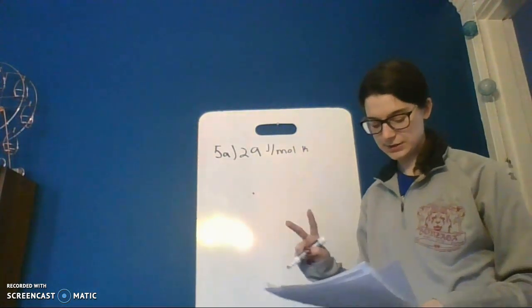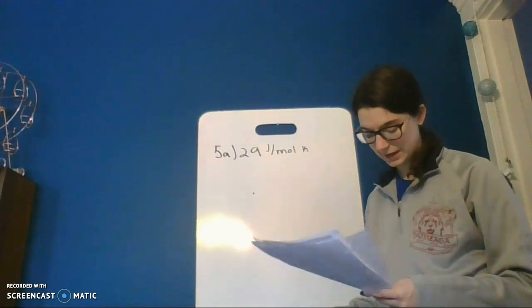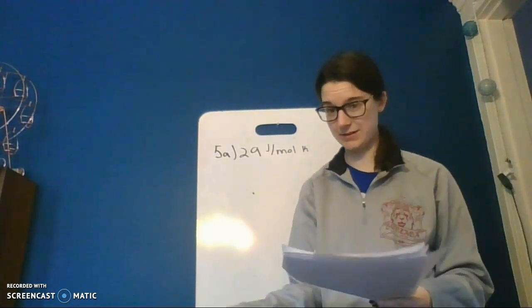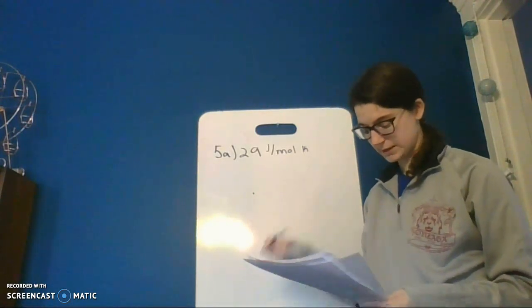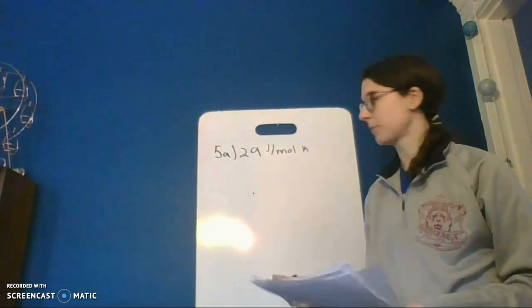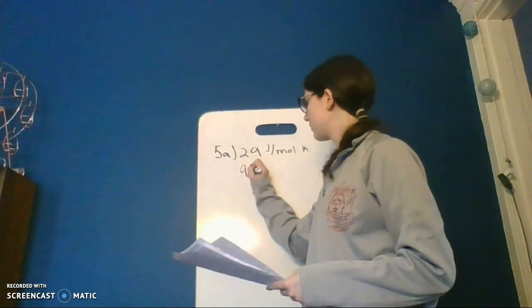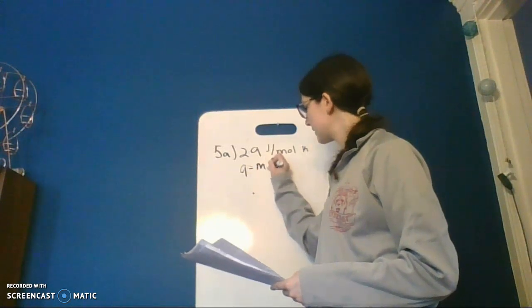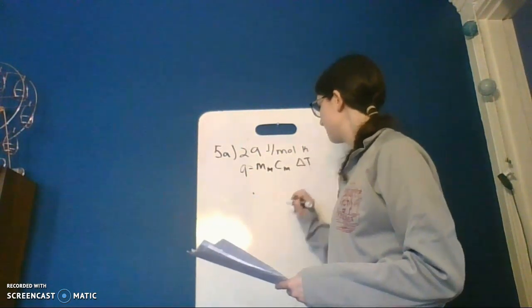So there's kind of two ways you could go about this. You could convert moles to grams and then use the specific heat capacity that's given. Or since we have the molar heat capacity, we can just keep that in moles and then just solve for the final temperature. So we're going to go ahead and do it that way. So remember, we have Q equals the moles times the molar heat capacity times delta T.